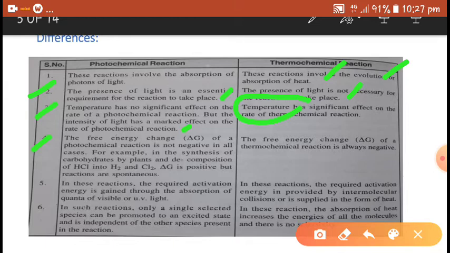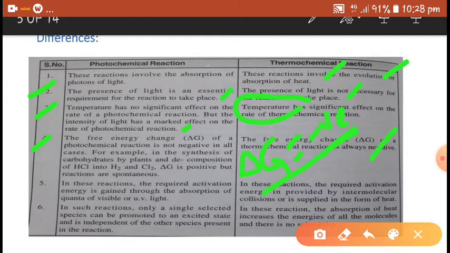For example, in the synthesis of carbohydrates by plants and the decomposition of HCl into H2 and Cl2, delta G is positive, but the reactions are spontaneous. So the free energy change of a thermochemical reaction is always negative. For thermochemical reactions, the delta G value must be negative. That means free energy should decrease for a spontaneous reaction in the case of thermochemical reactions.